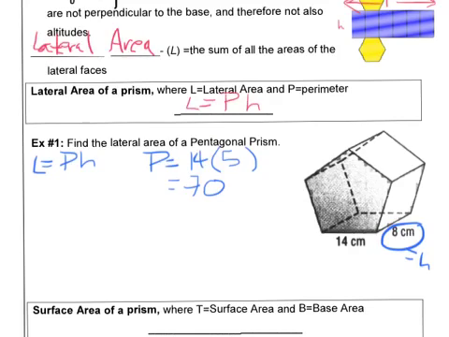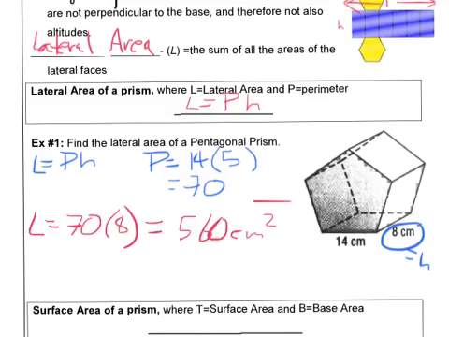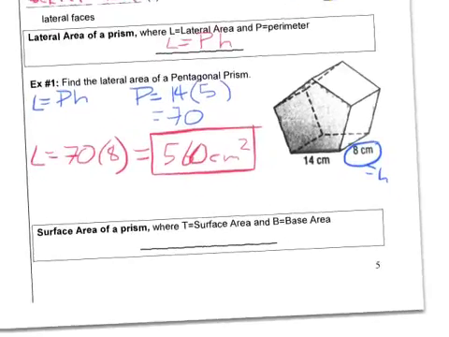So now we plug this all in. Lateral area equals 70 times the height of 8. Well, 70 times 8 is 560, and it's 560 centimeters squared. Boom. And we just found the lateral area. It's really not that tough.